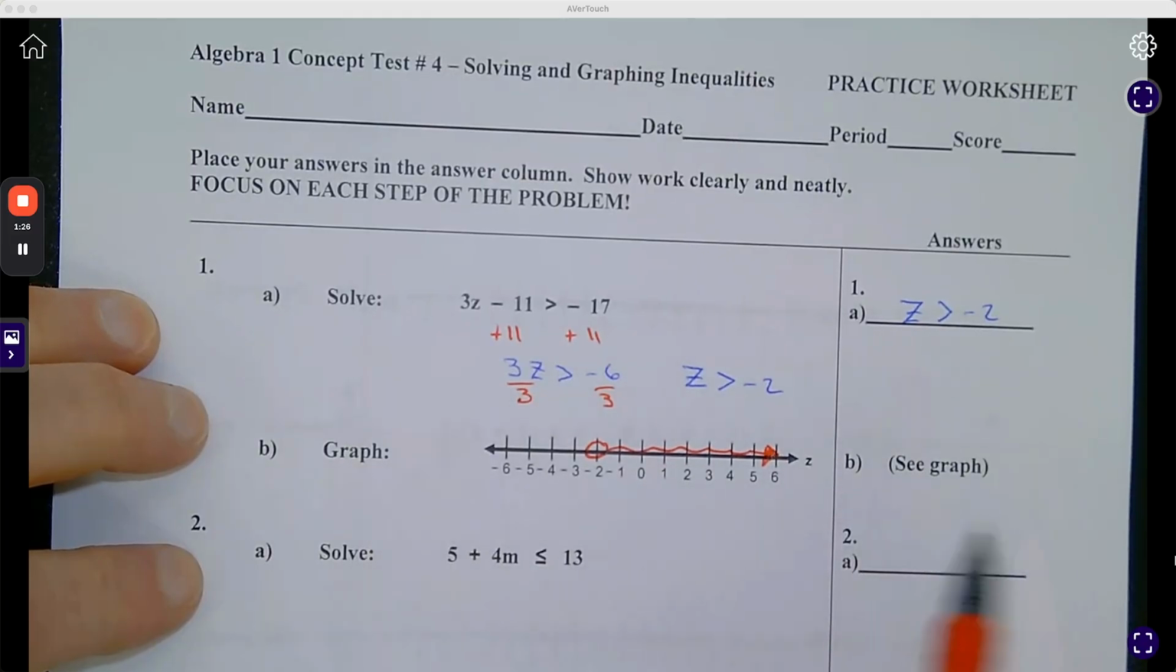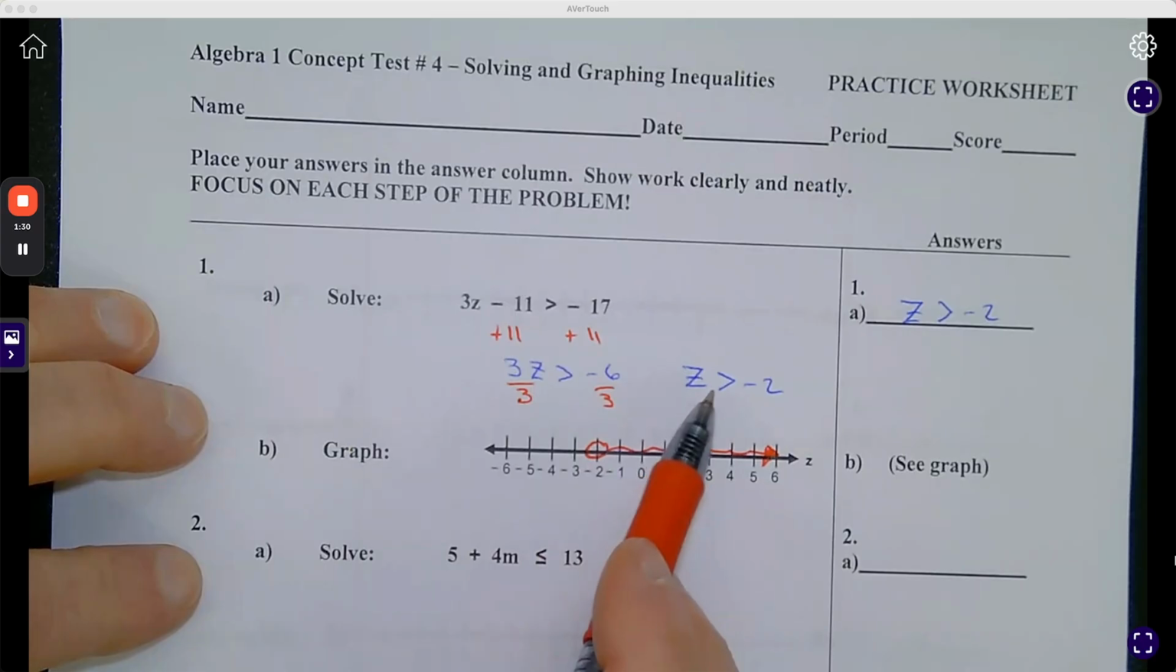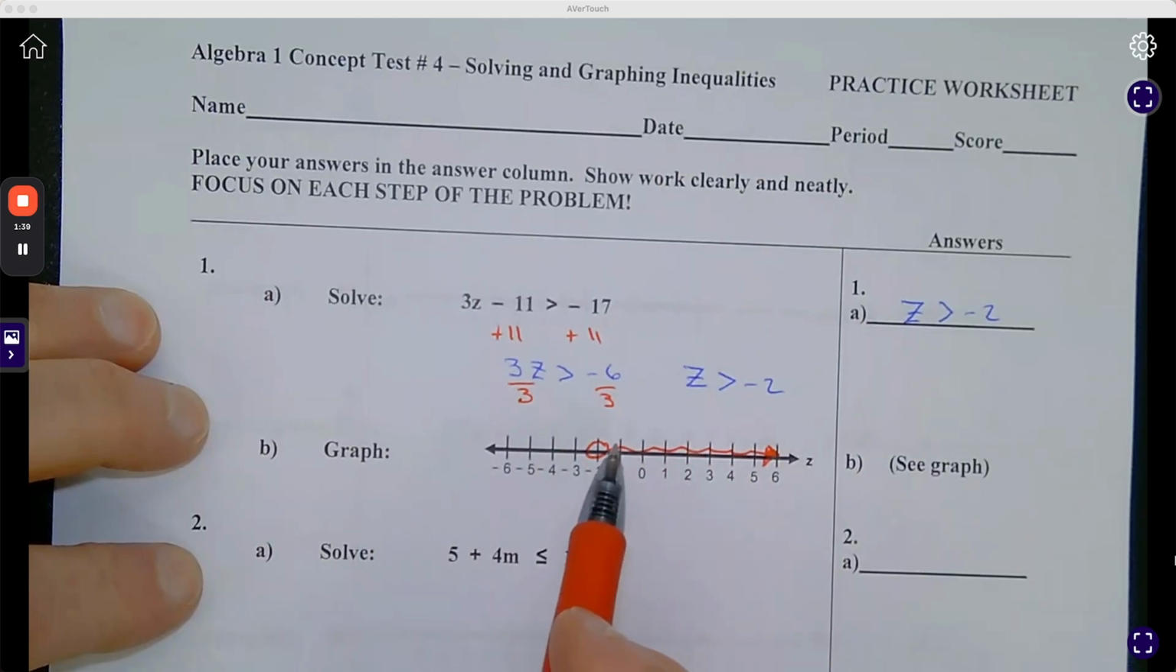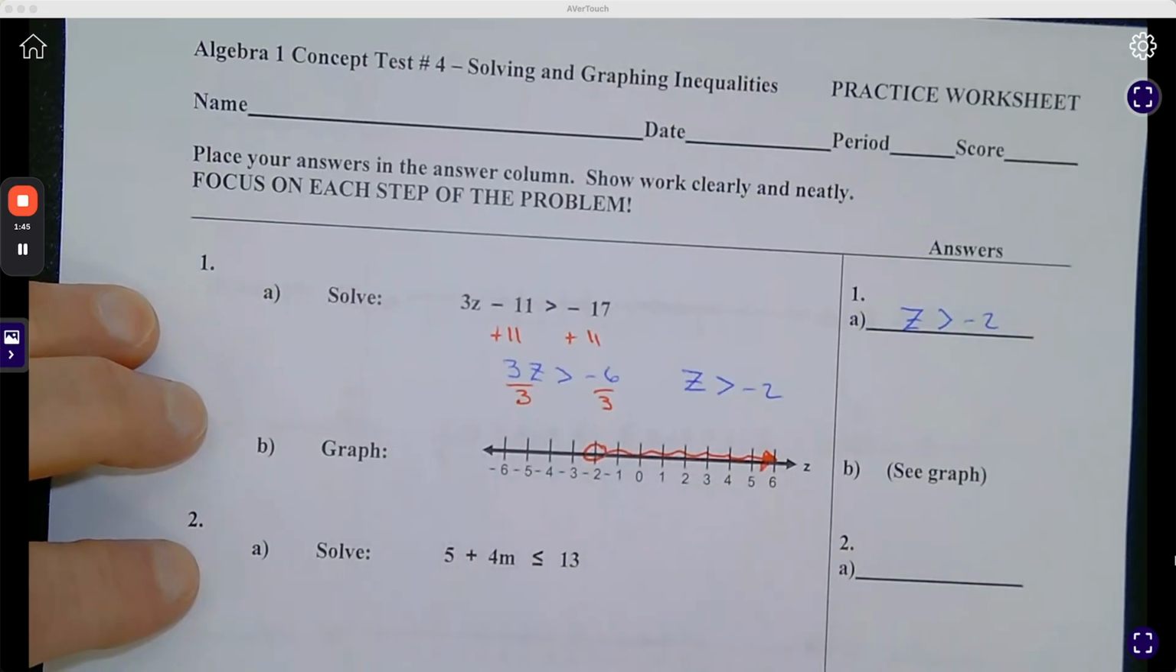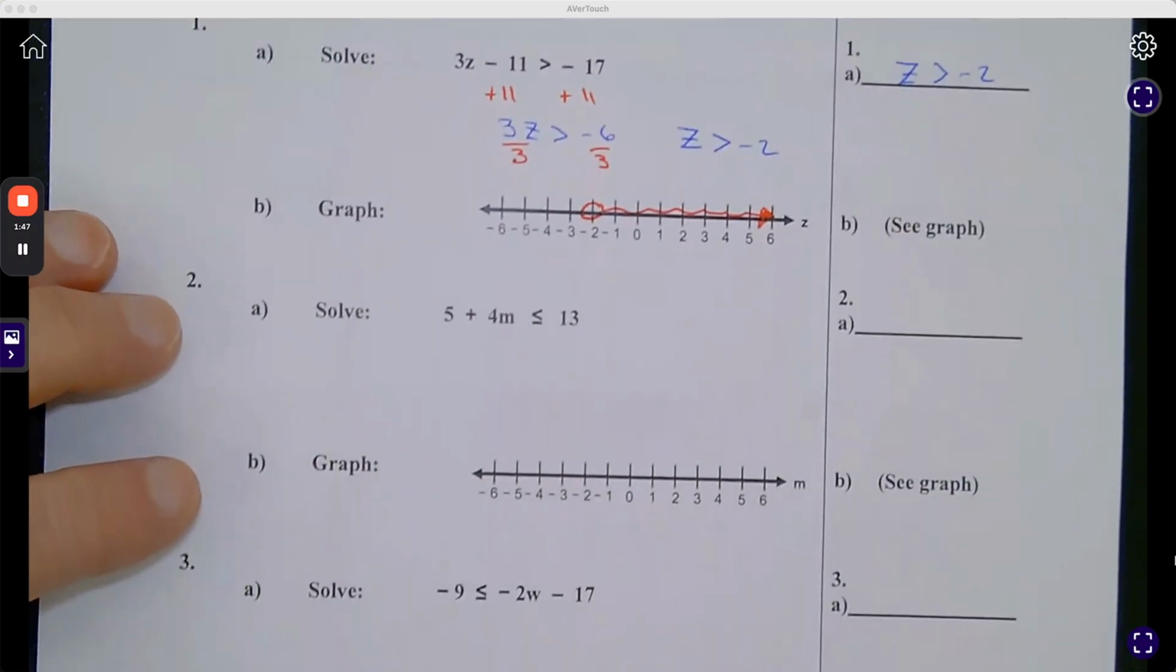Boom, that's it. I'm going to leave that open because z can't be negative 2. It says here that z has to be strictly greater than negative 2. So negative 2 is not a solution, but it gets infinitely close, so we use it as our endpoint. All right, I hope that made sense.